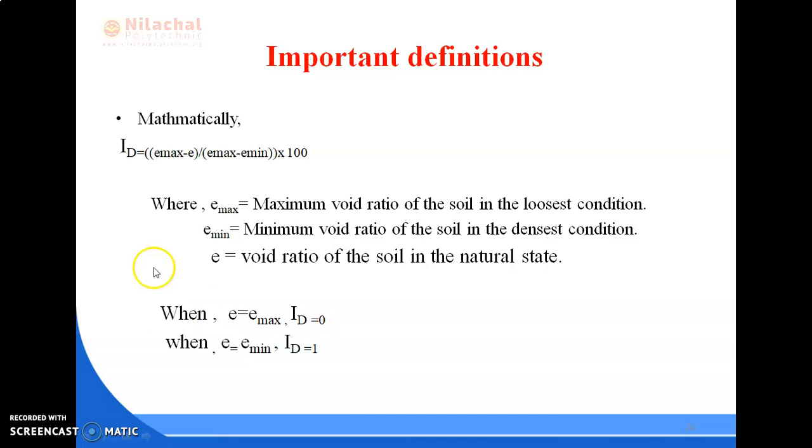So when e equal to e max, if we put e max in place of e, then what happens? This value is 0, and 0 by something means 0, so ID value equal to 0. Again, when e equal to e minimum, if we put e minimum here, then this by this equals 1. So this value is 1, or 100 if we multiply by 100. So these are the two conditions.